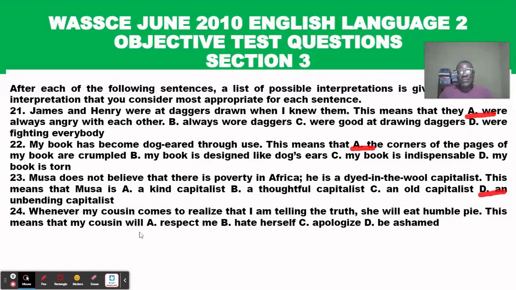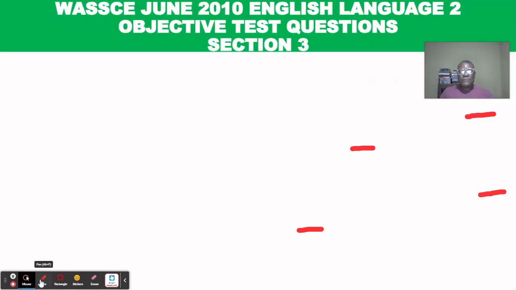This means that my cousin will A, respect me, no, B, hate herself, no, C, apologize, yeah, that's the appropriate option. When you eat humble pie, you admit that you were wrong and you apologize. D, be ashamed, no. Question number 25. Well, let's wipe the marks and then we move on to question number 25.